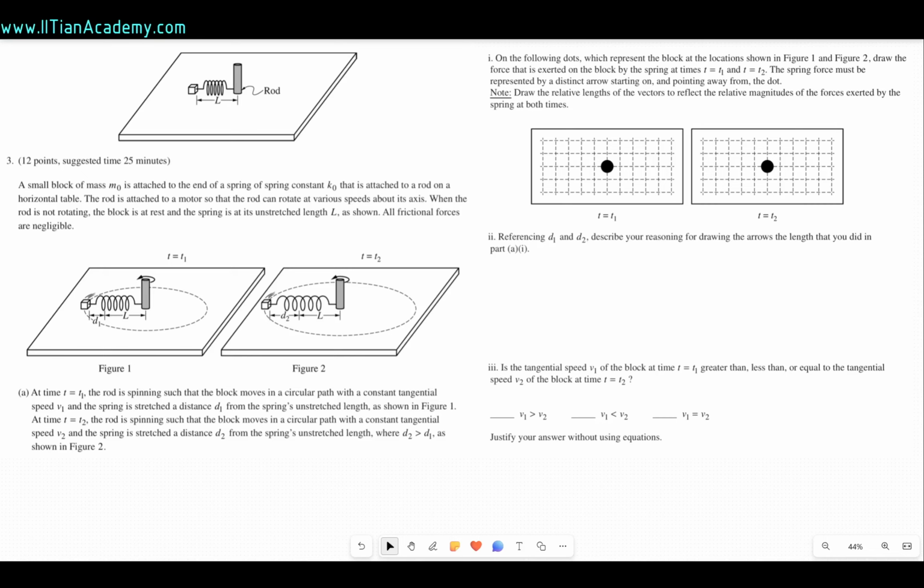At time t1, the rod is spinning such that the block moves in a circular path with a constant tangential speed v1, and the spring is stretched by a distance d1. And we're told at time t2, the rod is spinning such that the block moves in a circular path with a constant tangential speed v2, and the spring is stretched a distance d2 from the spring's unstretched length. We're told d2 is larger than d1.